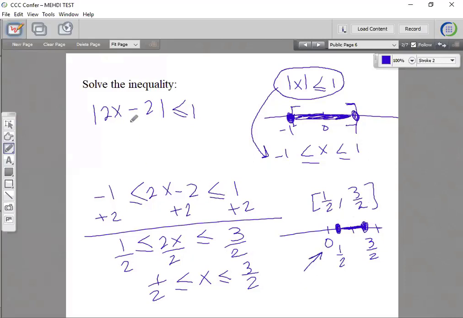So let's test 0. If I put 0 here, 2 times 0 is 0. 0 minus 2 is -2. Absolute value of -2 is 2. Is 2 less than 1? No, 2 is greater than 1. So that's good because we are not claiming 0 as a solution. But if you pick any point between 1/2 and 3/2, it should be less than 1.